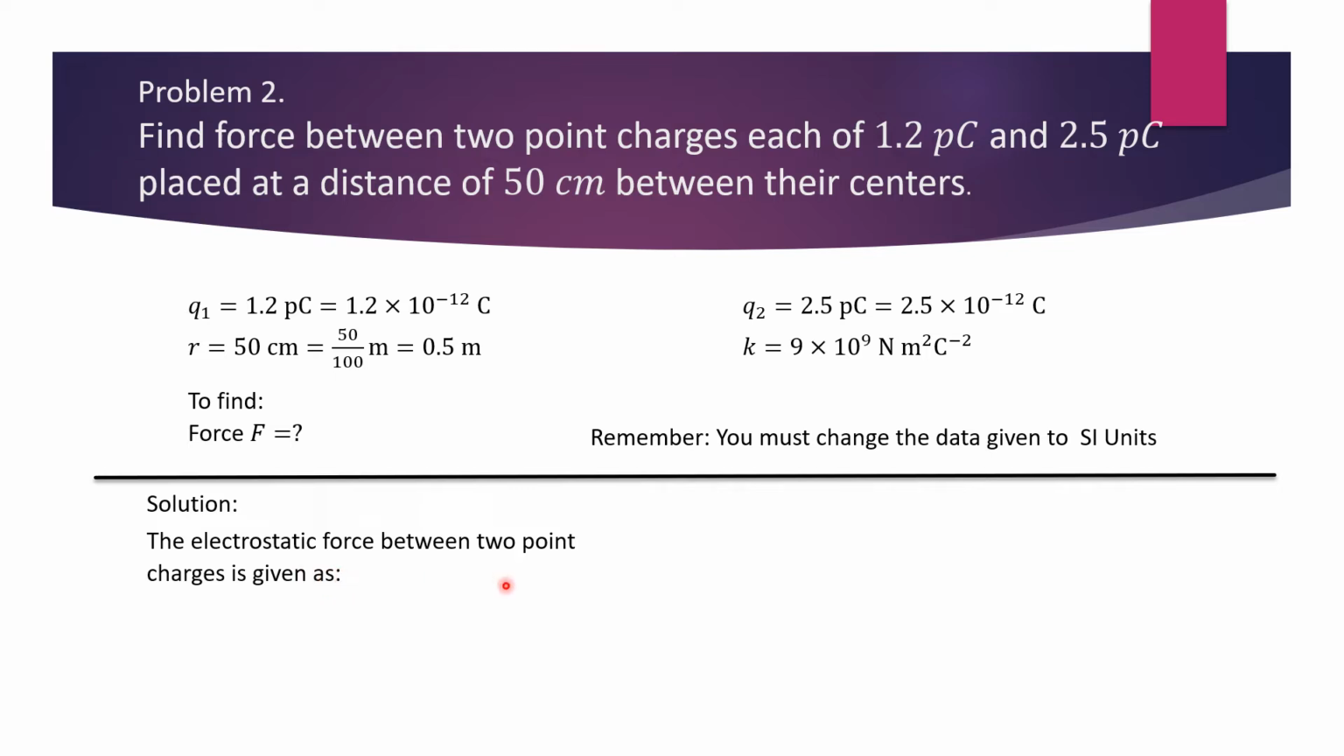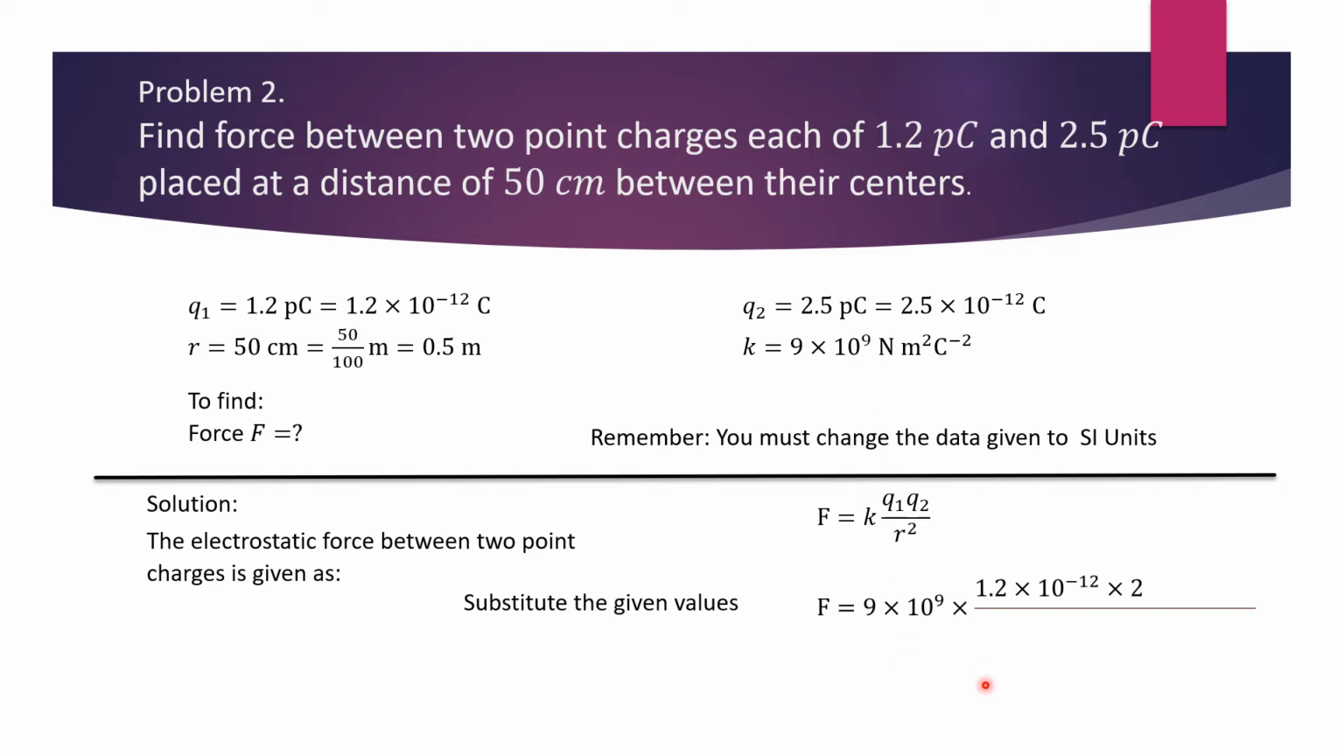The electric force between 2 point charges is given as F is equal to K Q1 Q2 over R square. Now substitute the values given. F is equal to 9 into 10 power 9, then 1.2 into 10 power minus 12, 2.5 into 10 power minus 12 and 0.5 square. Now carrying out the calculations, you reach your answer. Force is equal to 1.08 into 10 power minus 13 Newton.